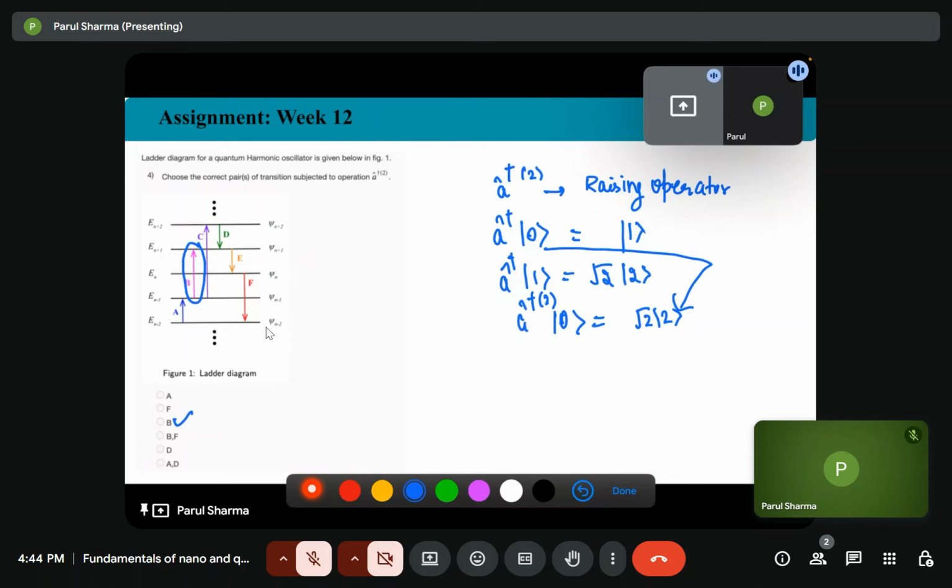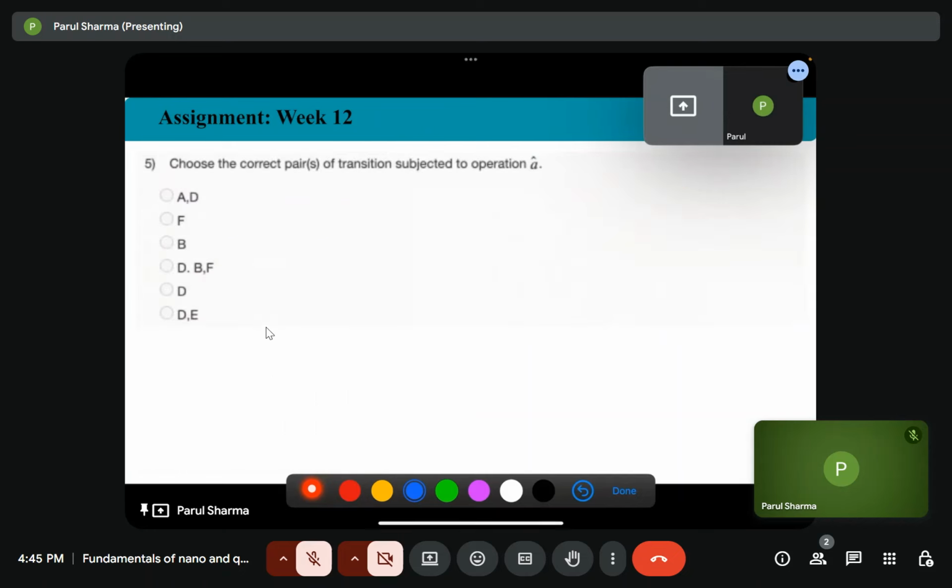There is a jump by 3 states. So it will correspond to A dagger 3 times, not A dagger 2. And all the D, E, F are going down in the state. So there is annihilation happening here, not creation.